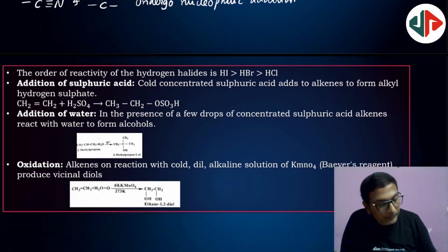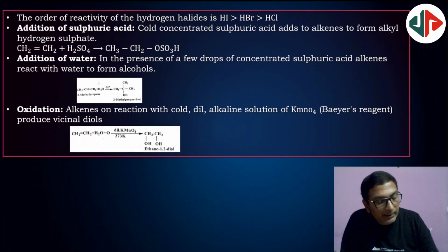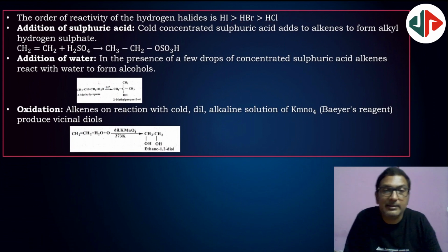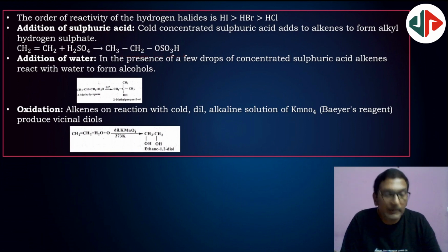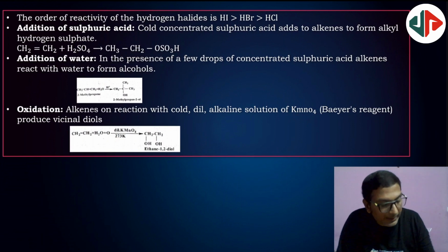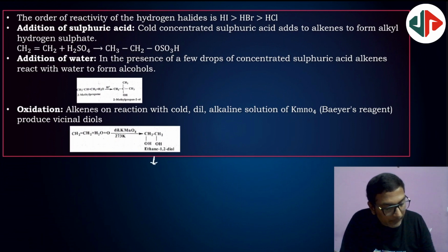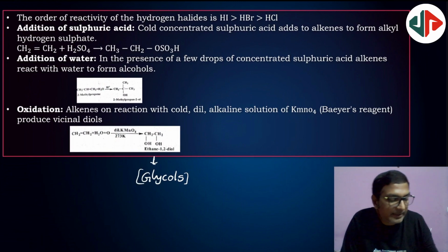Next, order of reactivity of hydrogen halides: HI, HBr and HCl. Addition of sulfuric acid will give ethyl bisulfate. Addition of water gives corresponding alcohols. Oxidation with dilute KMnO4 gives glycols. Those are known as vicinal diols or glycols.